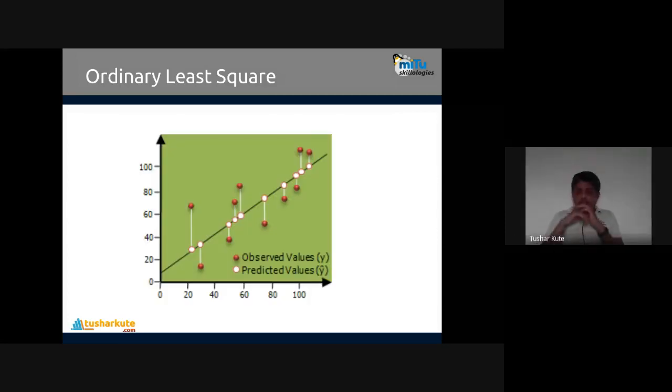Now, see the ordinary least squares method. Here we have red values, which are actual values present in the data set, your own observations. The white ones on the center of that line are the predicted values, y hat. Ordinary least squares is a method which minimizes the distance between the red dots and white dots.